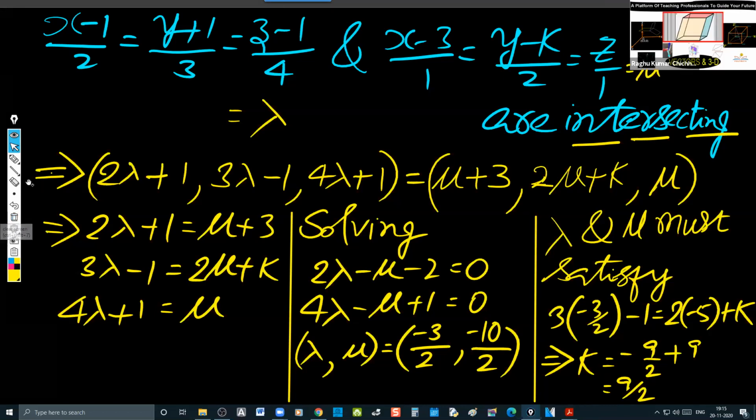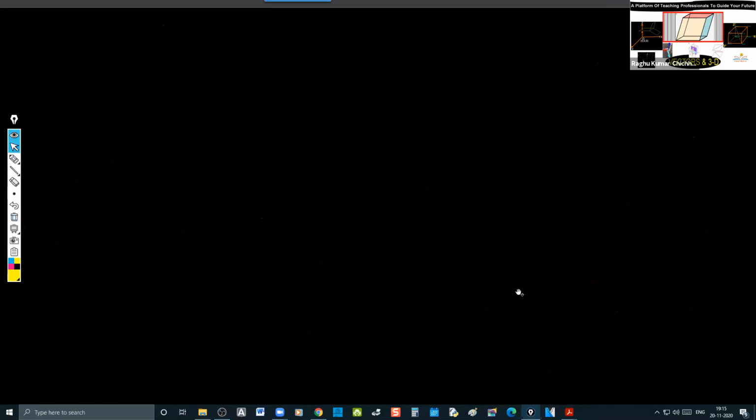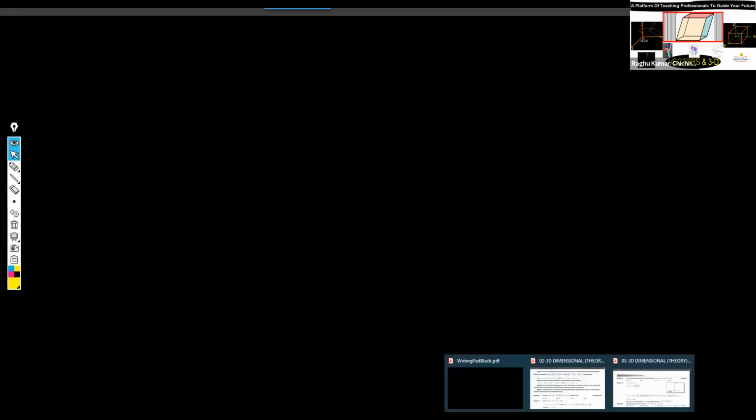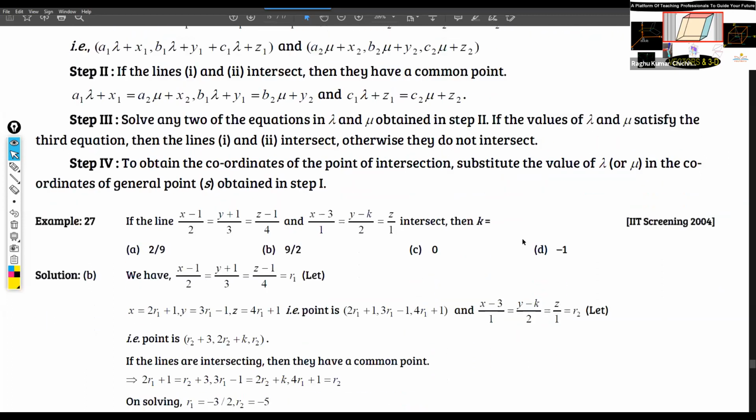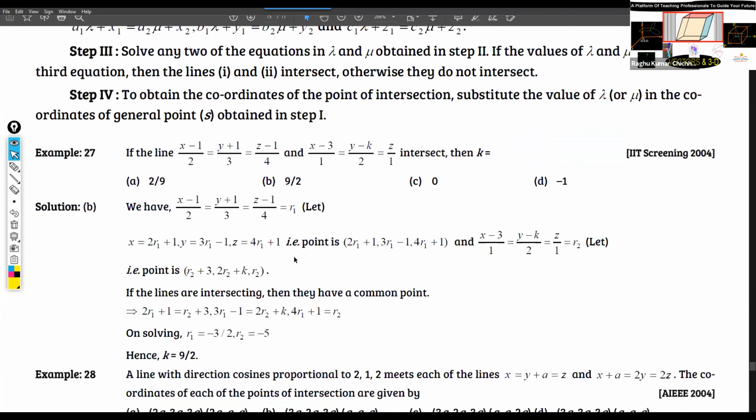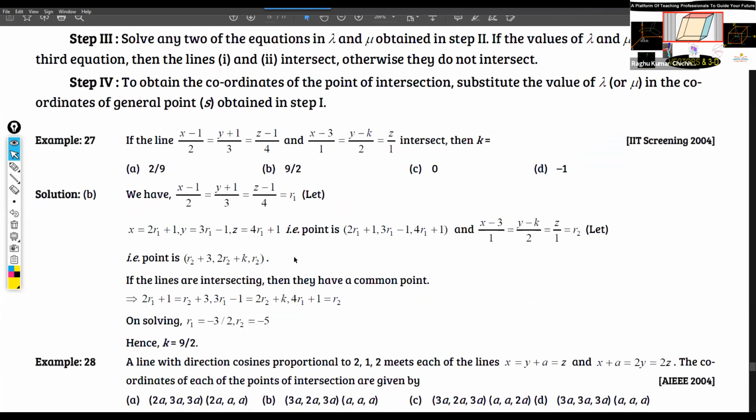So I'm erasing this. So the answer we have got is 9/2, option B. Next one. A line with direction cosines proportional to 2, 1, 2.